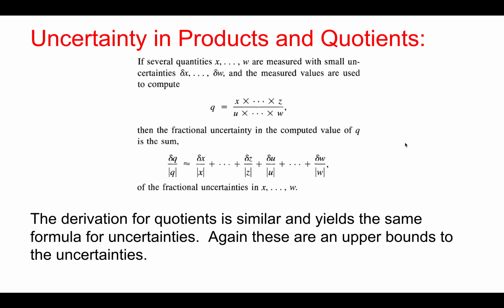I proved this to you for products, but the same thing is true for quotients also. I'm not going to prove that. Let's say we have some Q that's a function of a bunch of variables, with multiplication and division. To propagate the fractional uncertainties, the fractional uncertainty in Q is just the sum of the fractional uncertainties in all the variables.